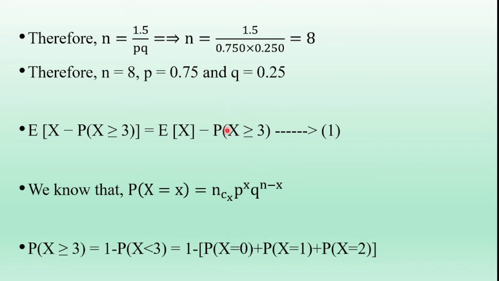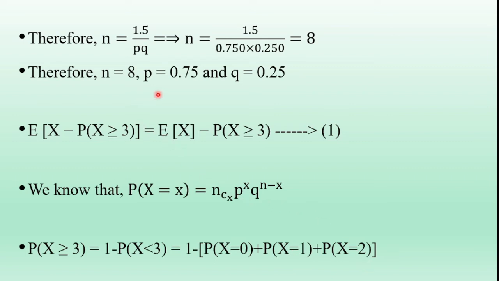First, calculate P of X greater than or equal to 3. So using one of the properties of the probability density function, P of X greater than or equal to 3 is 1 minus P of X less than 3. So P of X less than 3 means the values of X are X is equal to 0, X is equal to 1 and X is equal to 2. So that is 1 minus P of X is equal to 0 plus P of X is equal to 1 plus P of X is equal to 2.